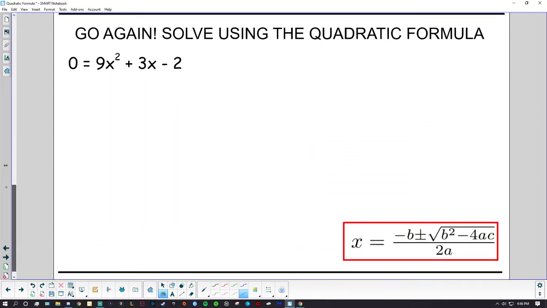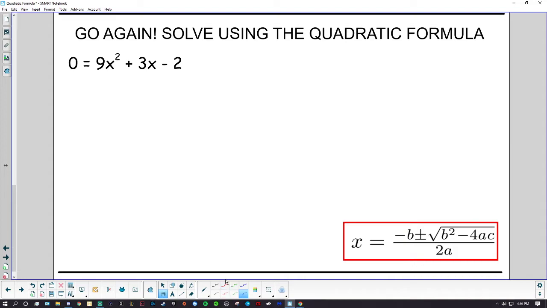Okay, let's go again. Solving using the quadratic formula. Again, I have the quadratic formula sitting there in the bottom right. If you don't have that written down yet, get it written down. Okay, so let's solve using the quadratic formula. We have 0 equals 9x squared plus 3x minus 2. Pause the video, get this all copied down so you can follow along.